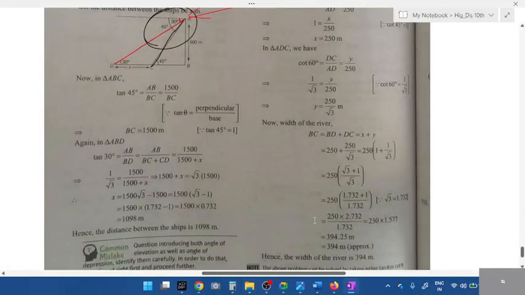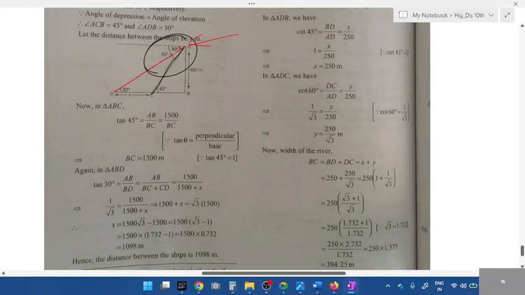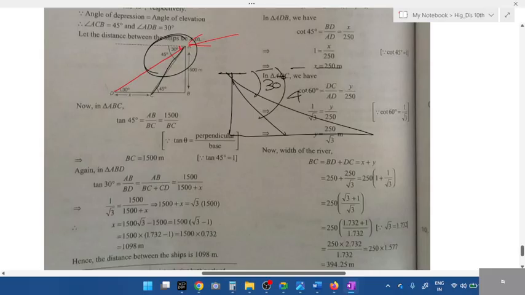Okay, I'll tell you a few common mistakes you make. Angle of depression is a must. You have to draw this. Whether it is left hand side or right hand side, it doesn't matter. You could have even drawn the right hand side like this. Your angle of depression will be on top. This will be 30 degrees, this would be 45 degrees. Even this is fine, 45 here, 30 here.